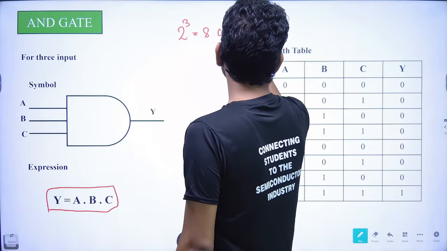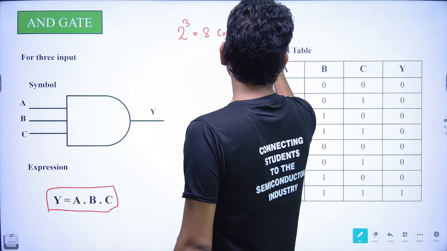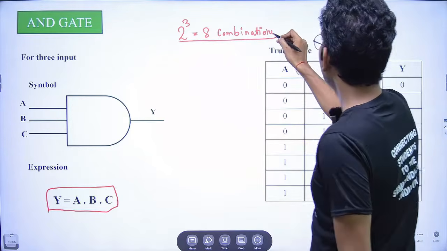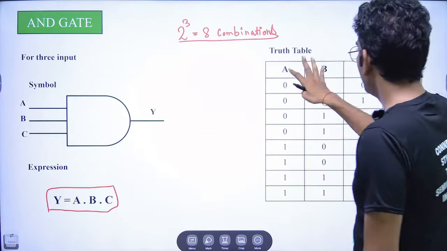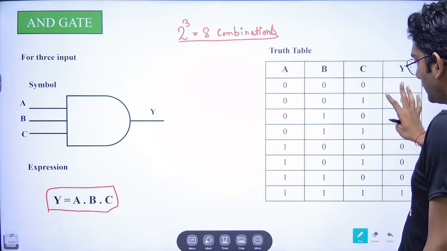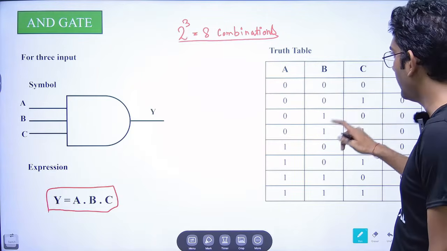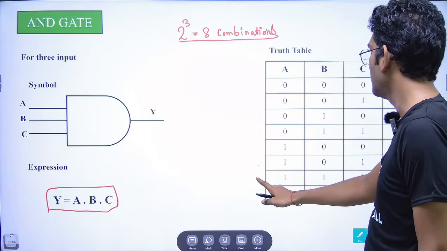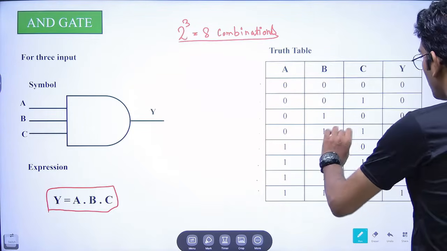Fine. So here we will be getting a total of 8 combinations. In this table, A, B, and C are the three inputs, and we are getting 8 combinations: 1, 2, 3, 4, 5, 6, 7, and 8. Okay? A total of 8 combinations are present.